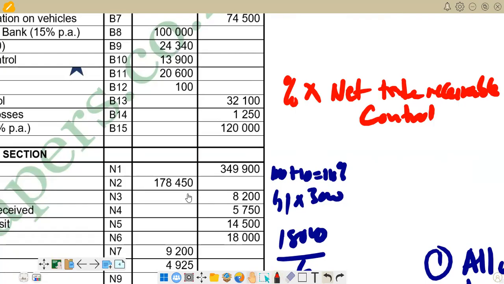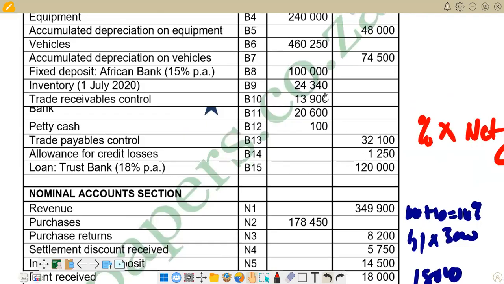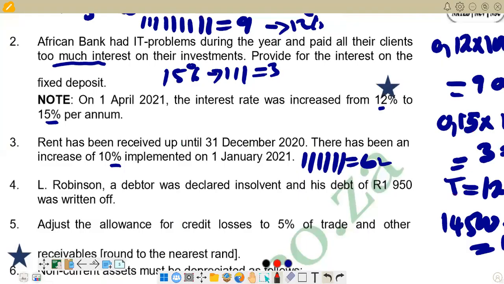So if you go there, you would see that the figure for the trade receivables control that we are given is 18,900. So we are going to input that one as 18,900, and we want to see if we have got anything that is reducing that amount before we calculate it. And also you have to take note of the percentage of that allowance for credit loss. You are given the percentage here on item 5, saying adjust the allowance for credit losses to 5% of trade and other receivables. And then in brackets, they're saying round off to the nearest rand.